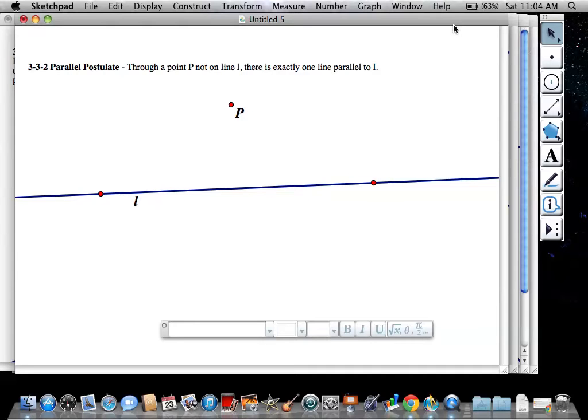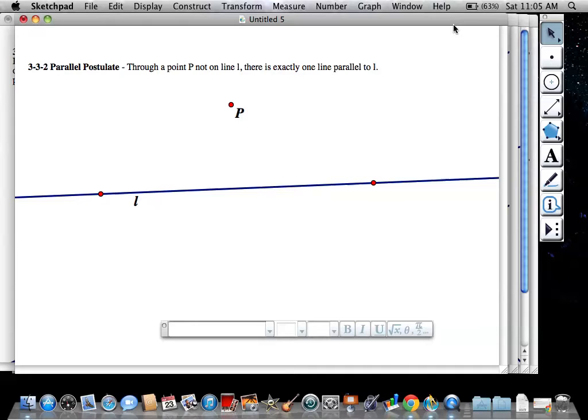Chapter 3, Section 3 in geometry is proving lines are parallel. So basically what we're doing is we're taking all the theorems and postulates we learned in the last section and writing the converse of them. So first thing we're going to talk about is the parallel postulate. It's 3-3-2 in your book. It's the second one. I feel like it should be written first, so that's why we're doing it first.